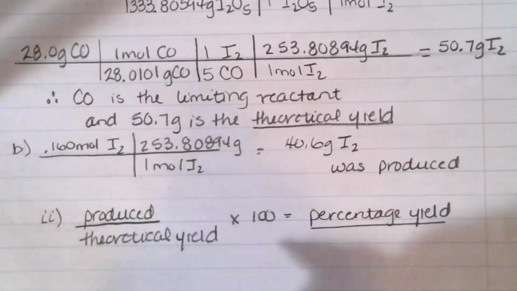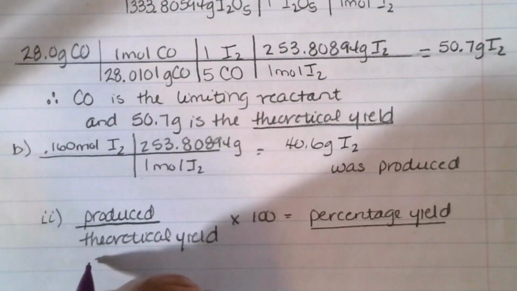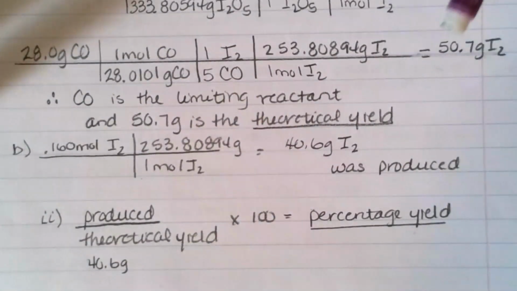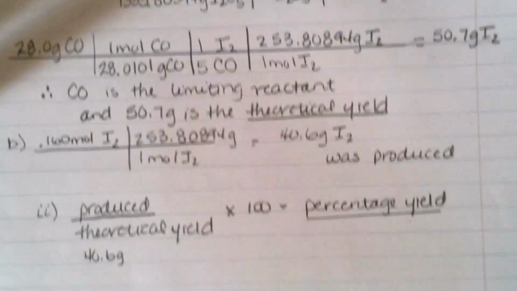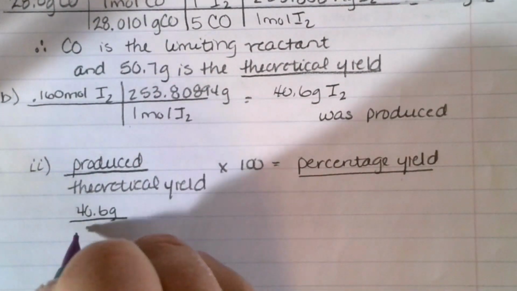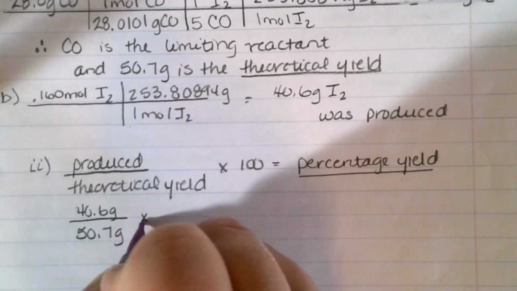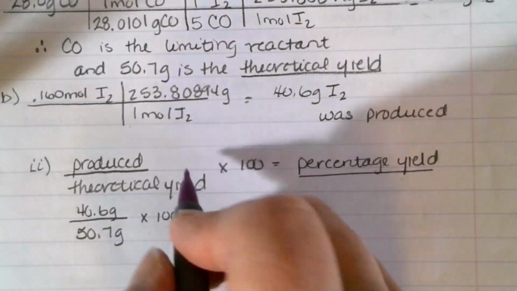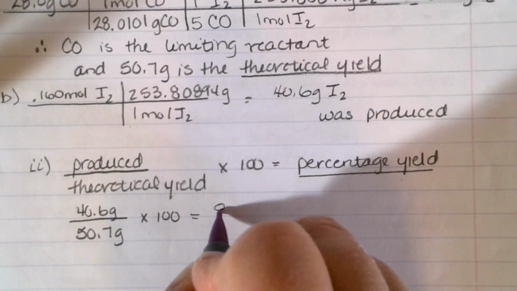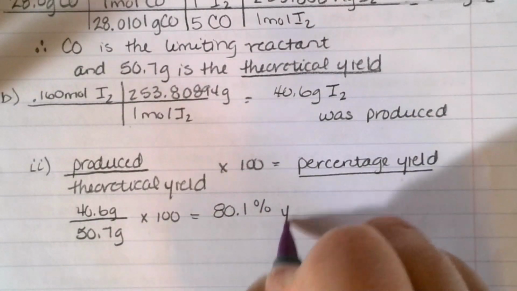So I take what was produced, which was 40.6 grams. So let me move up my paper a little bit more. Divided by what I should have gotten, which was 50.7 grams, times 100. And when I math it using the correct number of significant digits again, I'm going to get 80.1% yield.